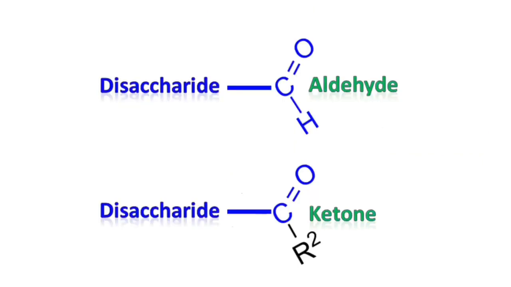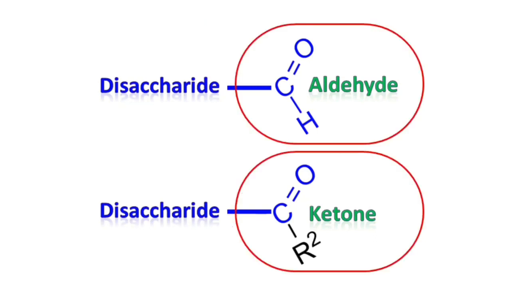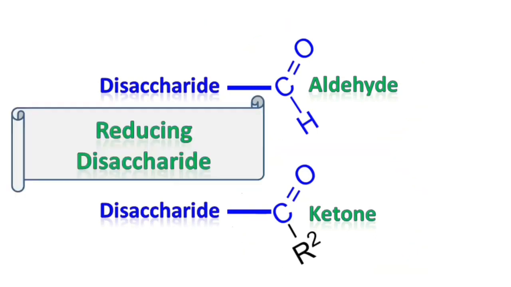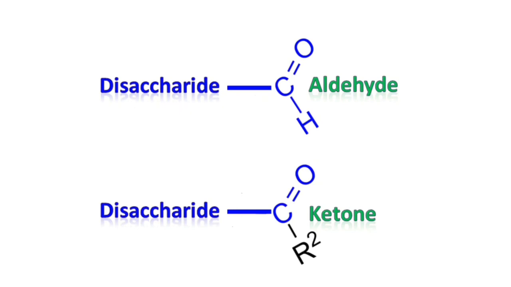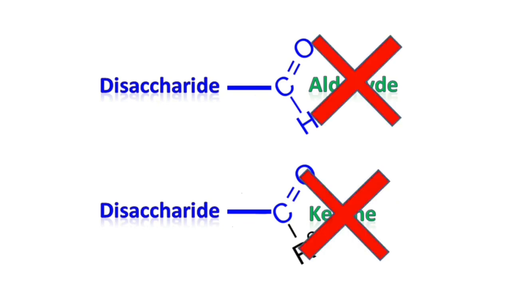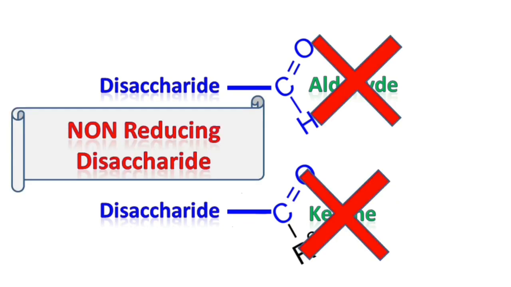If the disaccharide has a free aldehyde or keto group, then it's known as a reducing disaccharide. Example, maltose and lactose. If the disaccharide does not have a free aldehyde or keto group, then it is known as a non-reducing disaccharide. Example, sucrose.